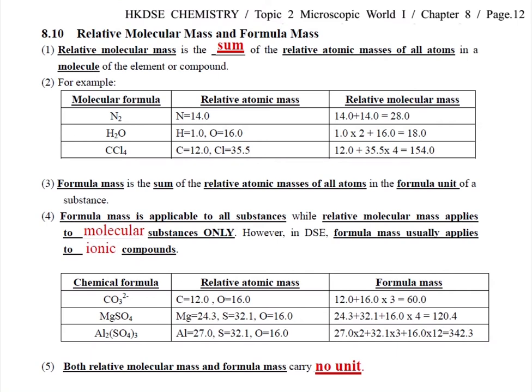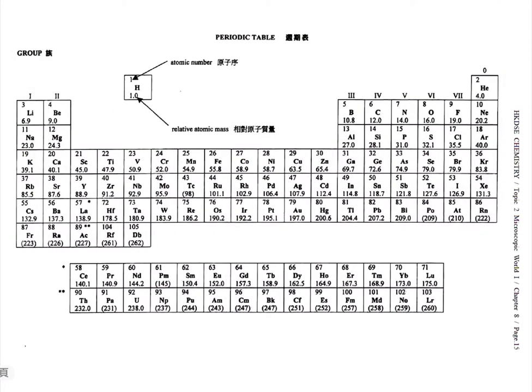From the definition, it may not be easy for you, but after you have done some calculation steps, you can know them more clearly. Relative molecular mass is the sum of the relative atomic masses of all atoms in the molecule. Let me give you some examples directly. For example, N2. This is the molecule N2. Firstly, you can find from the periodic table that N is 14.0, the relative atomic mass.